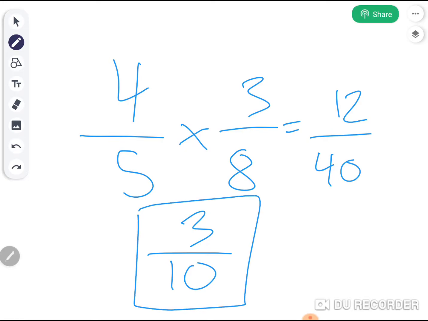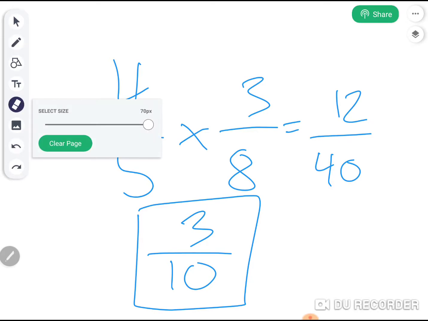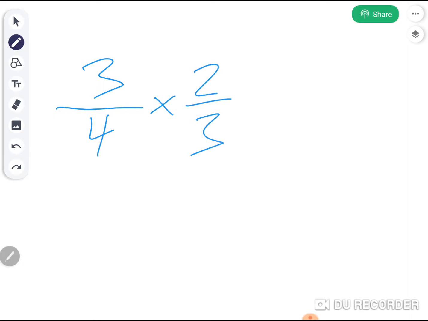Now another thing that we talked about in class was that we can actually do our simplifying before we multiply. We'll go into this a little bit more in depth, but just to show you a way that we can simplify our fraction before actually multiplying. So let's take a look at this problem. Let's say we do 3/4 times 2/3.